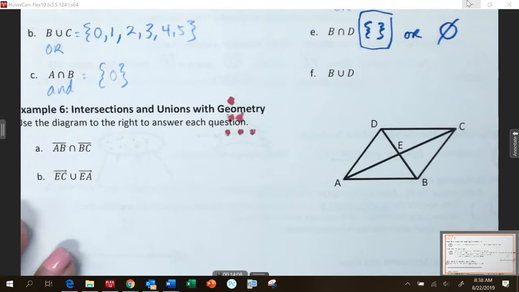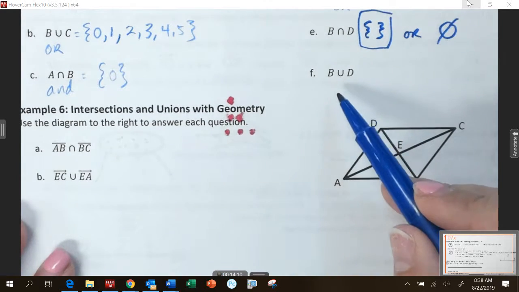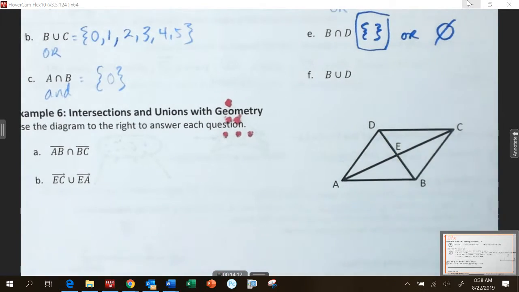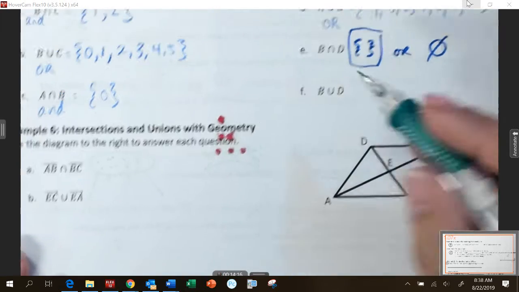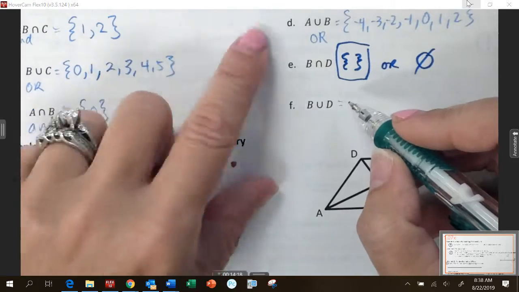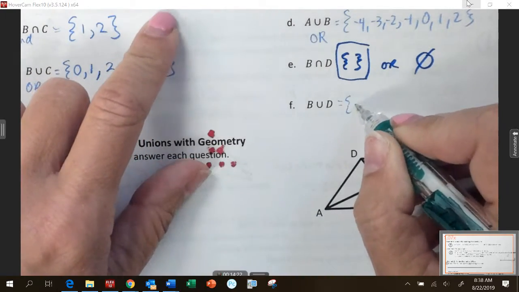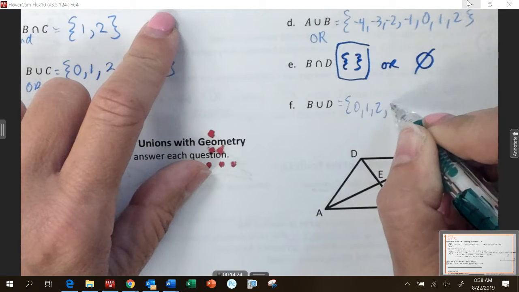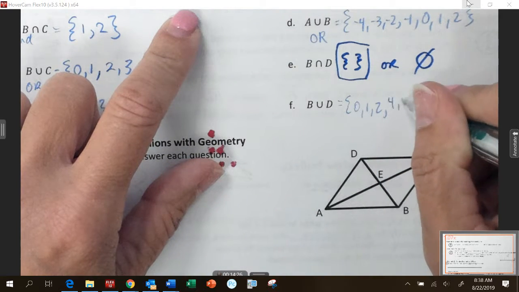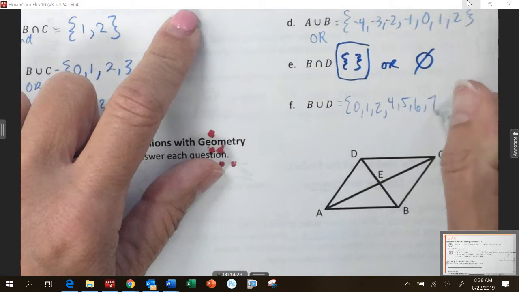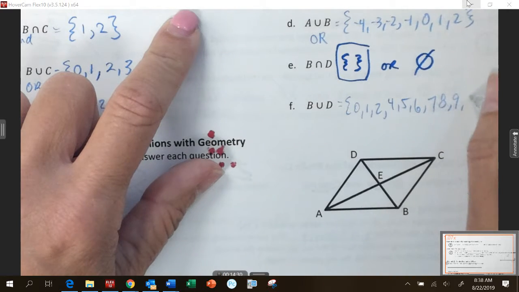Alright, and then the last one, B or D. So B or D. We're doing all of them. So where's B? 0, 1, 2, 4, 5, 6, 7, 8, 9, 10.